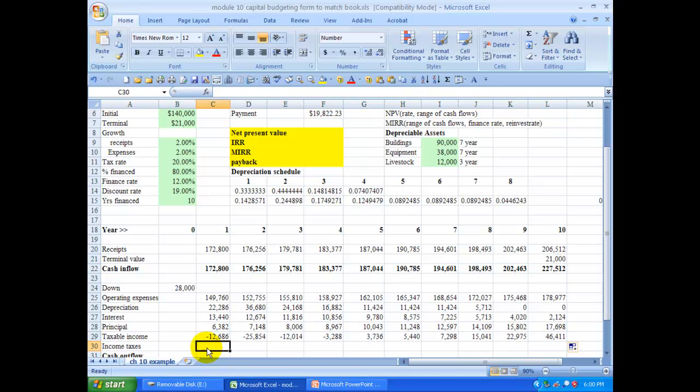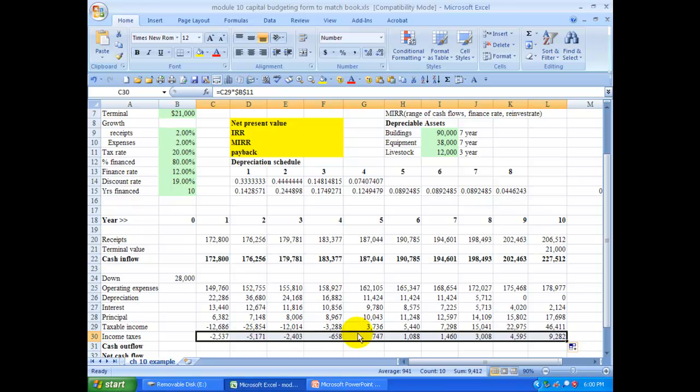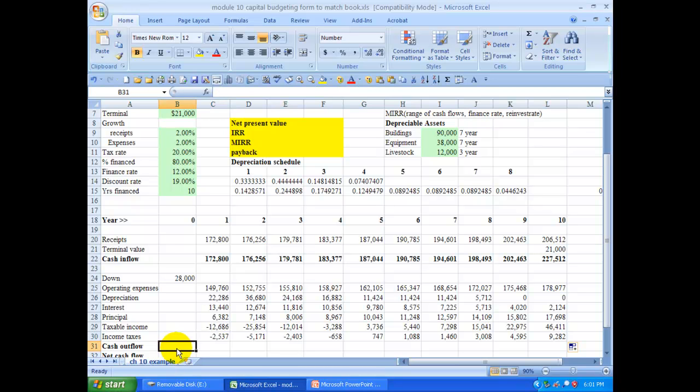Copy that across, and then our income taxes is going to be equal to the taxable income multiplied by the tax rate up here of 20%. We want to do an F4 around that so we can drag that across. And we do that. And you'll see in some of these years, since we had a negative taxable income, we have a negative income tax. And what this assumes is that you have positive income from another source that you can deduct this extra $12,000 against, and so you'd end up paying $2,500 less in taxes. The next thing we need to do is find our cash outflow, and that's going to be our down payment.